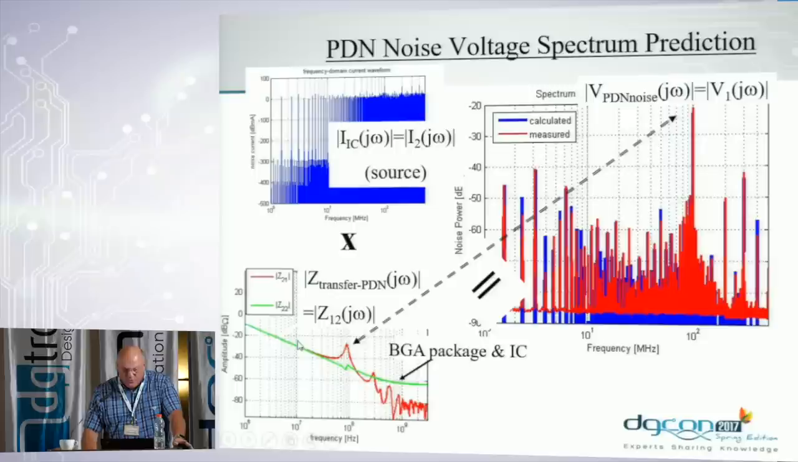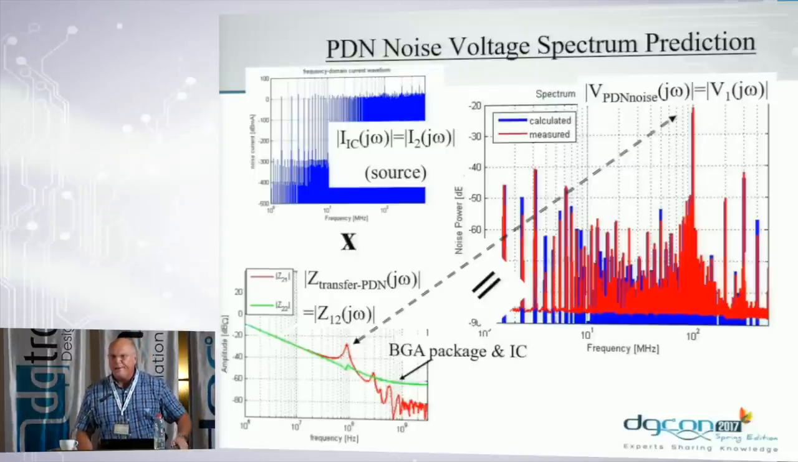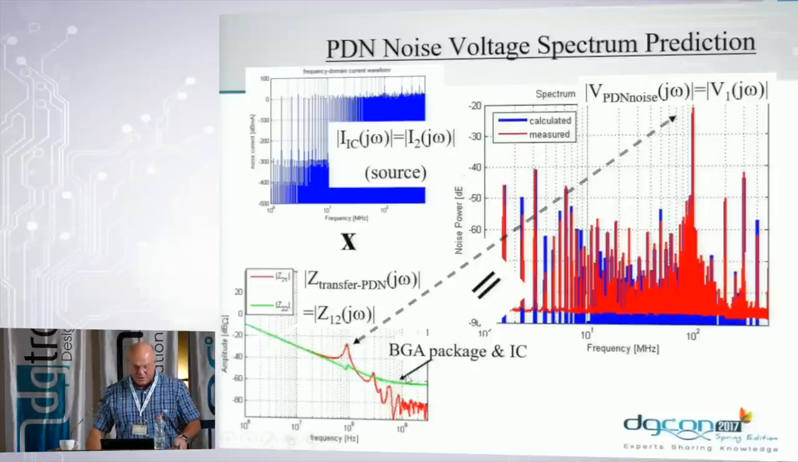Okay, so that's what we have here for this FPGA example. I don't see anything above about 100 megahertz. All of that's dominated by what's happening on the die. Yes, that's correct. Okay, so why do I care about that inductance I keep showing at 500 megahertz? I'll show you why in just a minute.